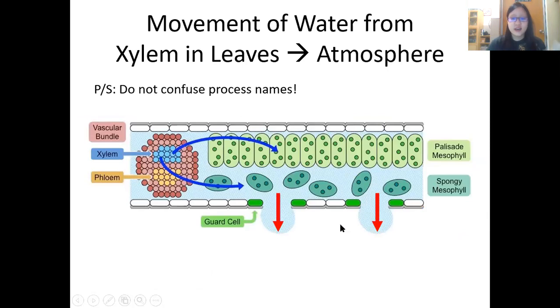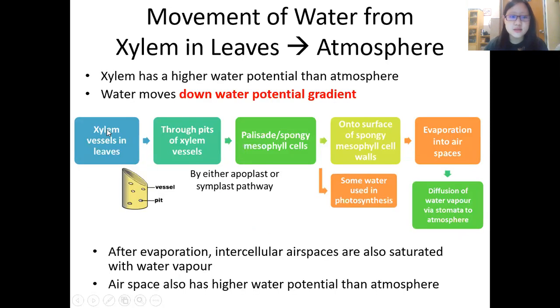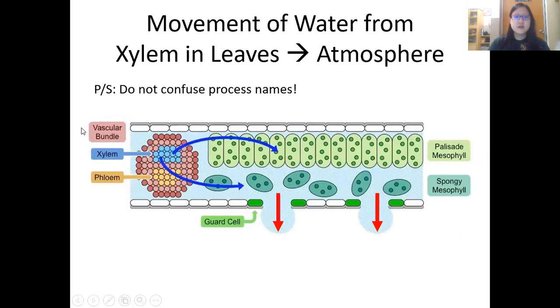Okay, let's look at it here again, and let's talk about the same parts again. So, this is the xylem, and this is water moving out into the palisade or spongy mesophyll cells. Now, how does it travel through these cells? Well, by apoplast or symplast pathway. How does water move from one mesophyll cell to another? Apoplast or symplast pathway, the same as you know.